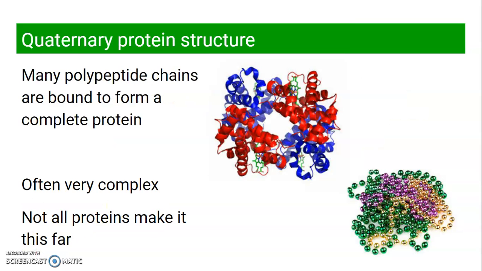And last of all, not all proteins make it this far, but some of the complex proteins will have a quaternary protein structure. So this is when many of those globular necklace balls are stuck together in an even larger molecule, such as this one. So this is hemoglobin here. So you can see 4 globular protein subunits all connected into one massive ball structure.